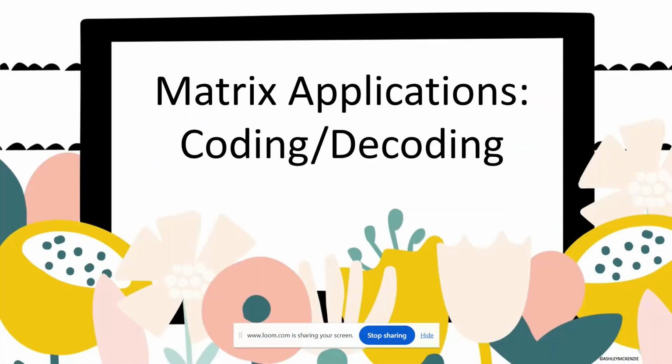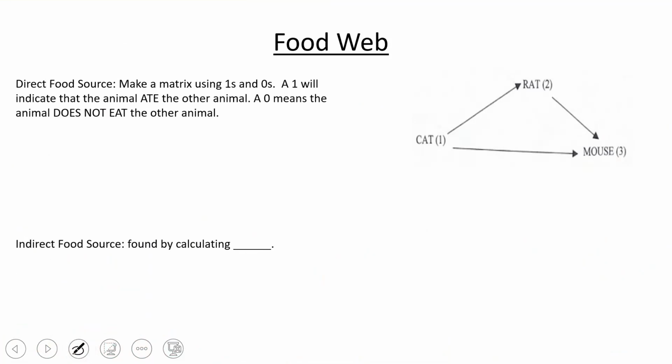All right, today we're going to do some applications of the matrices, and these are actually really pretty cool. So this is hopefully going to be a really fun lesson. The first example we're going to look at is a food web. We have here that a cat will eat a rat and it will eat a mouse, and then a rat will also eat a mouse.